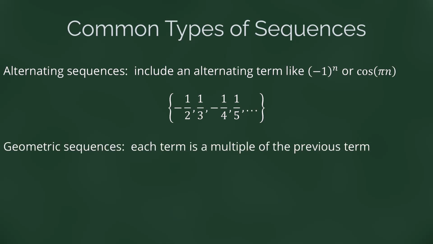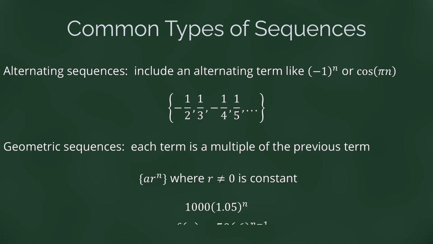Another type we'll work a lot with is the geometric sequence, and in these, each term is a multiple of the previous term. So they have the form a times r to the n power, where r is not 0 but is constant. A fairly common example of sequences of this type involve things like compound interest, where we have our principal times 1 plus our interest rate raised to the n power. Our bouncing ball sequence also gives us an example of this type, where in that case our r value was 0.6.